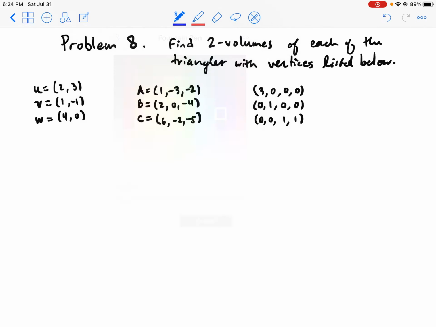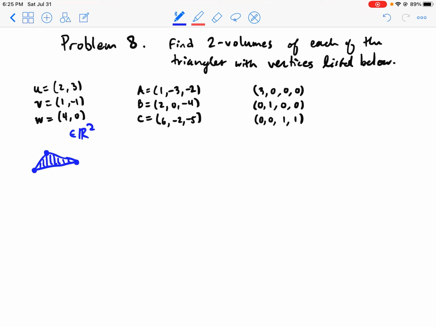Okay, hello. So this is problem 8. Find the two-dimensional volumes, or the two volumes, of each of the triangles with vertices listed below. And there's 3 parts to the problem. So these vertices are in R2, and so the triangle just looks like something, and the 3 vertices give the triangle. The triangle is the convex hull of these 3 vertices.